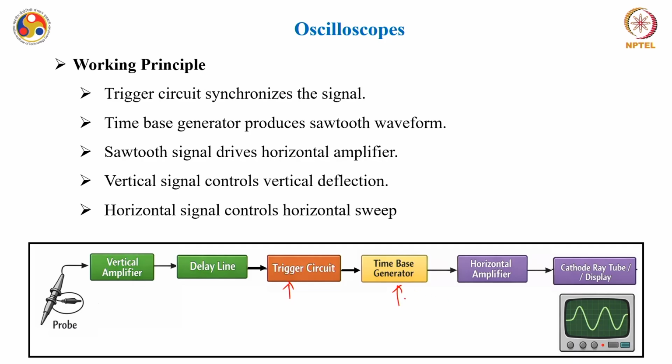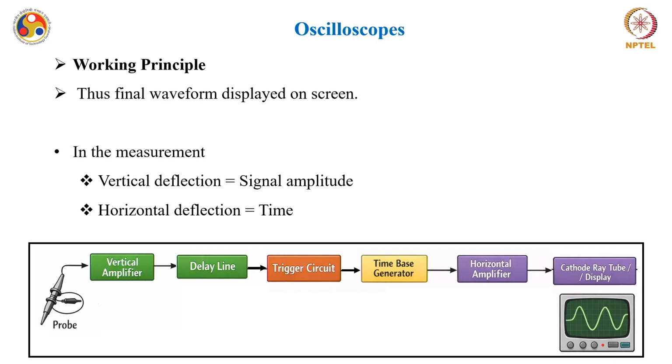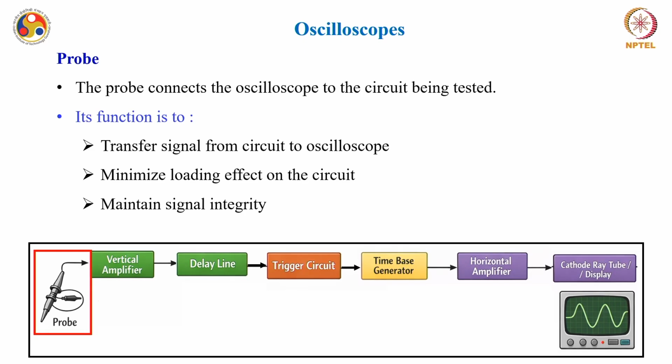And this sawtooth waveform actually drives this horizontal amplifier. So, vertical signals control the vertical deflection and the horizontal amplifier controls the horizontal sweep of time or other voltage, we will see. And accordingly, the data is displayed on the CRT. So, in the measurement, vertical deflection means the signal amplitude, and horizontal display, if it is working in normal mode, displays the time. So, now let us understand the role of all these components very briefly.